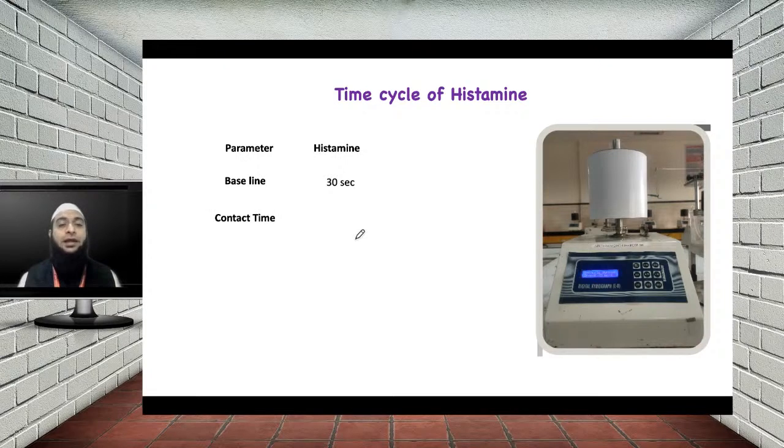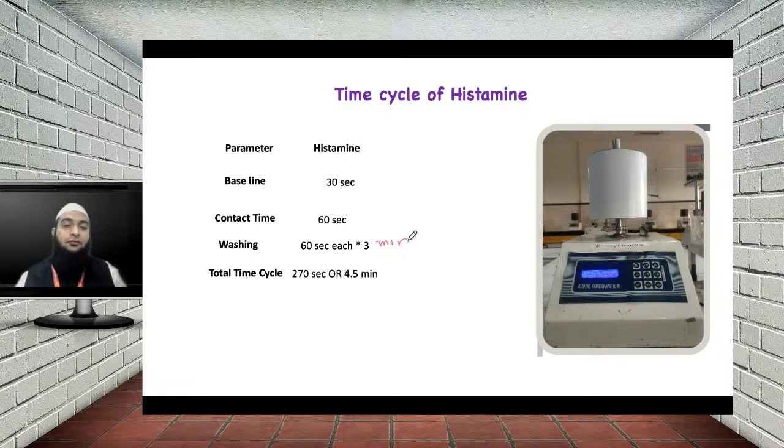The second thing is the contact time. The contact time is 60 seconds. For washing, you are giving 60 seconds for one washing, and you are giving a total of 3 washings. Since one washing is 1 minute or 60 seconds, the total washing period is 3 minutes. Okay. So the total washing period is 3 minutes.